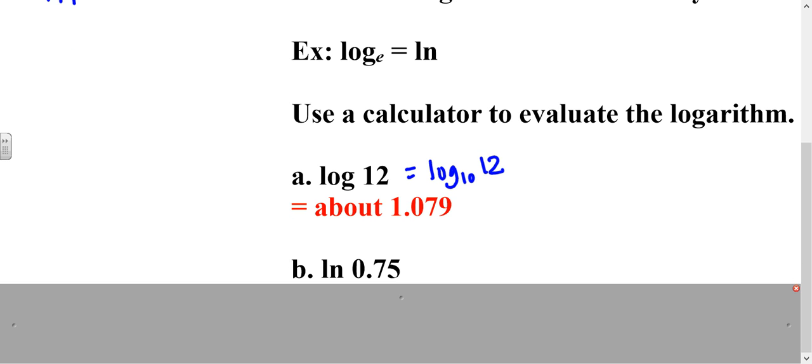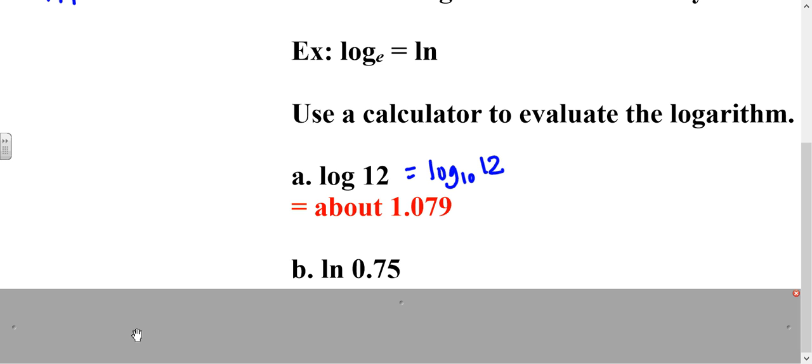And then if you type in natural log of 0.75, that's the same as taking log base e of 0.75, which I would have no idea how to do in my head because e is like 2.18, and so I don't know how I would get that answer in my head. So I would need to use my calculator.